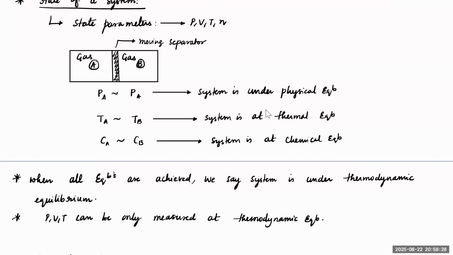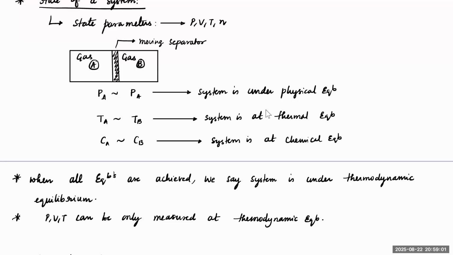Clear? Now, this gas A and gas B, assuming both are ideal. In that case, if on both sides the pressure becomes equal, then do you think this separator will move? No, right? It will remain at equilibrium. So that means we say in this system, the equilibrium has been attained.